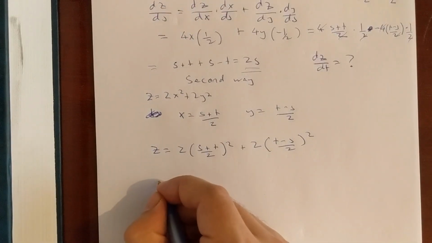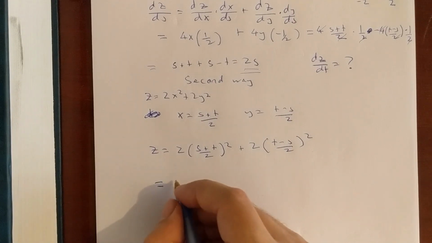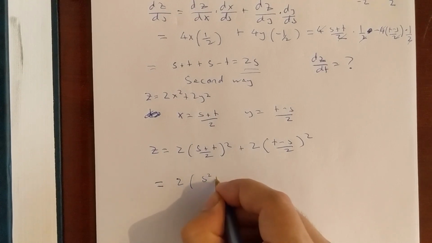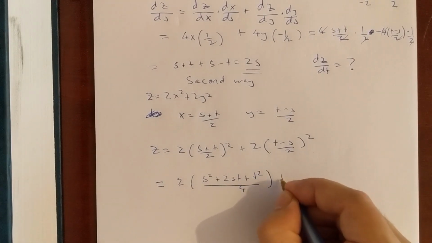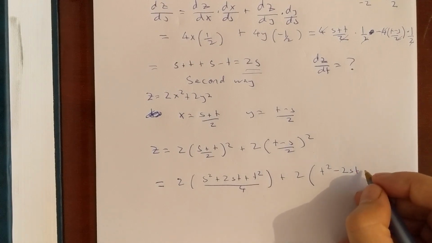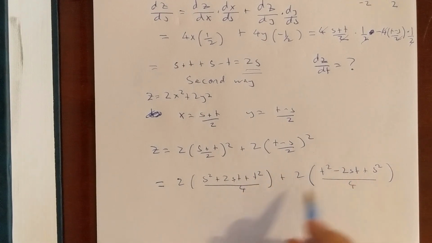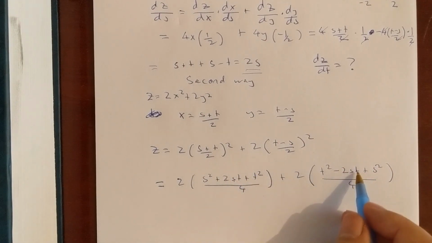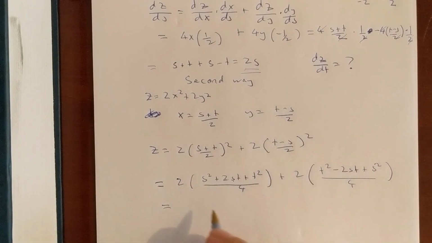So if we do this, what are we going to get? Well, I'll get 2 times, here we're going to get s squared plus 2st plus t squared over 4. Plus 2 times, again, t squared, this time it's going to be minus 2st plus s squared over 4. Now I see something going on. There's going to be 4st minus 4st, so these st terms are going to cancel each other out. And once they cancel, I can cancel this 2 and 4, this 2 and 4, I'll have 1/2. I'm going to have a 1/2 s squared from here, and another 1/2 s squared from here, so that's just going to be s squared.